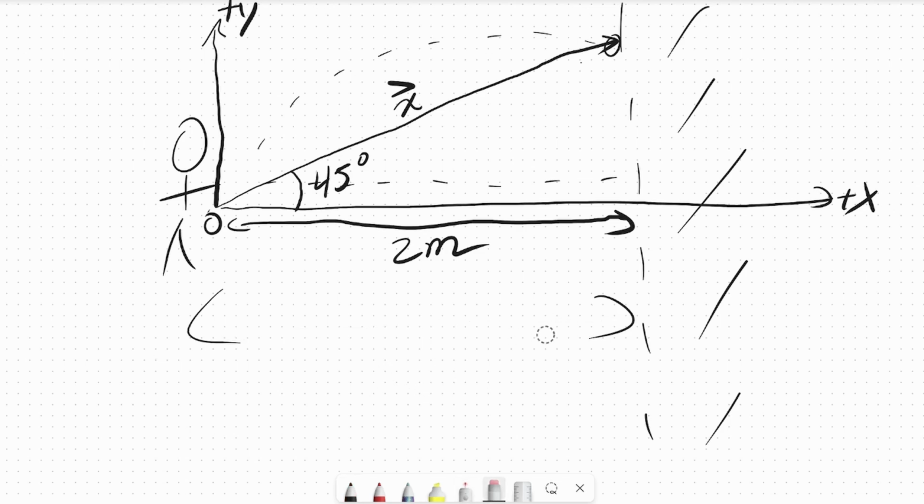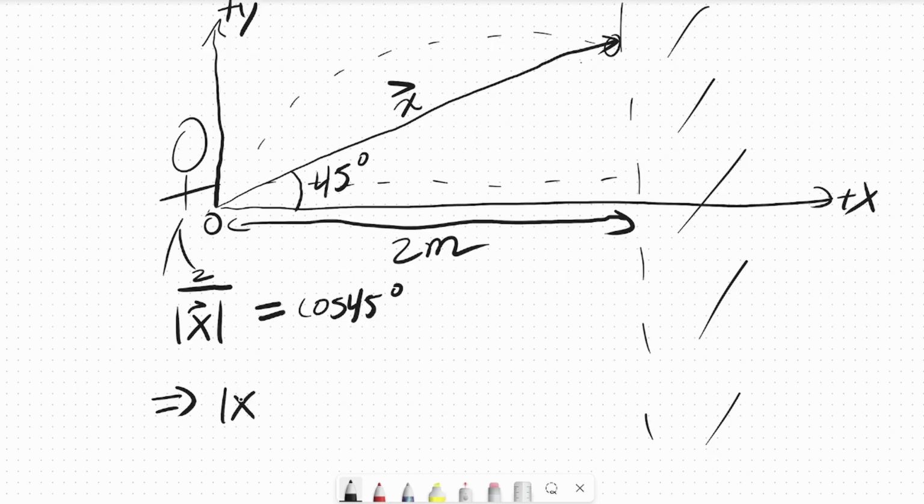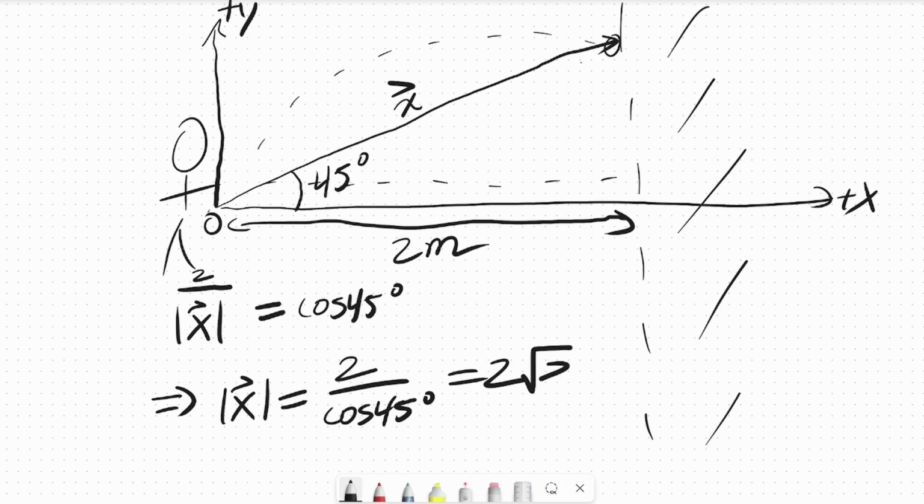let me erase this so I have more space to work. We know that the length of x, or 2, divided by the length of x, is going to be cos 45 degrees. Adjacent over hypotenuse, right? So that tells us that the length of x is going to be 2 over cos 45 degrees, which is just going to be 2 root 2.